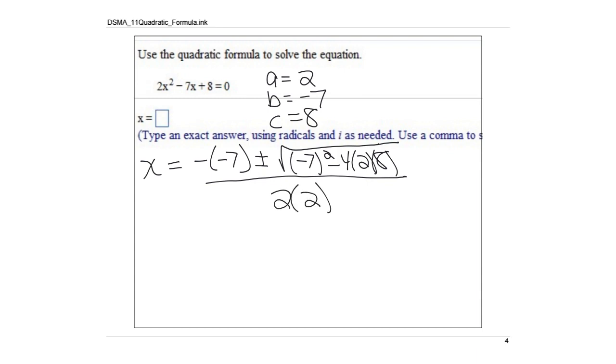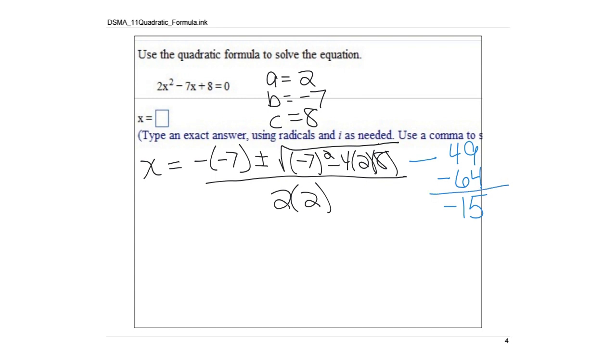All right, so we have the negative of b, then we have b squared minus 4 times a times c, and then on the bottom 2 times a. All right, let's clean up inside here. We have 49 minus 64, so that gives me -15.